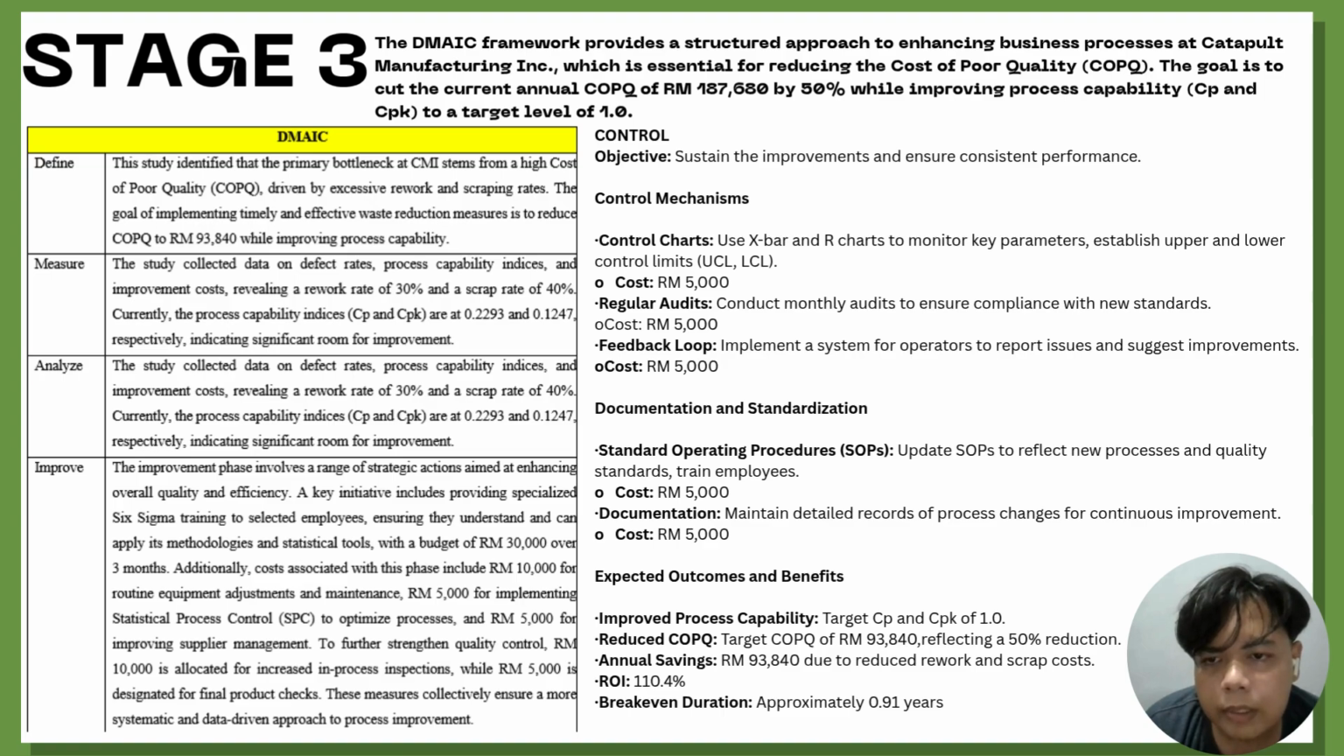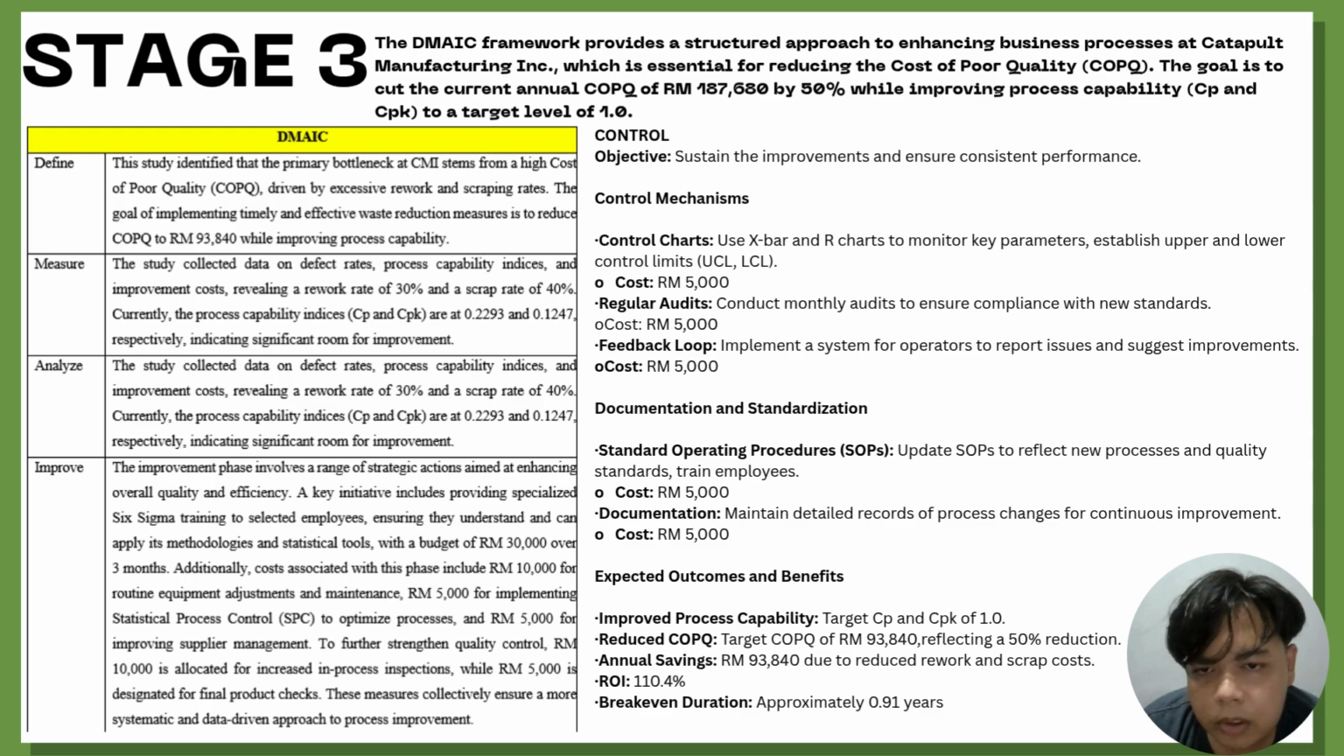For the control phase, to sustain the improvement, we implemented the following control mechanisms. Control charts to monitor parameters, which cost 5,000 ringgit. Regular audits to ensure compliance, 5,000 ringgit. Feedback loops for operator input, 5,000 ringgit. We also standardized operations by updating standard operating procedures, which cost 5,000 ringgit, and keeping detailed documentation of all changes, which cost 5,000 ringgit.